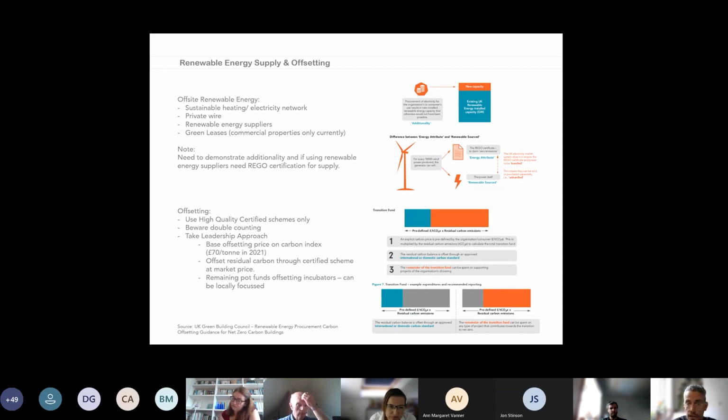You need to use high quality certified schemes. You need to be aware of double counting, and the optimum approach is to take the leadership approach, where you base your offsetting price on the carbon index, which is currently £70 per tonne. You offset the residual carbon through the certified scheme at the market price, which is currently somewhere in the region of £12 to £15 per tonne. The remainder of that pot can then be invested in offsetting incubators, which can be more locally focused and foster local sustainable development.